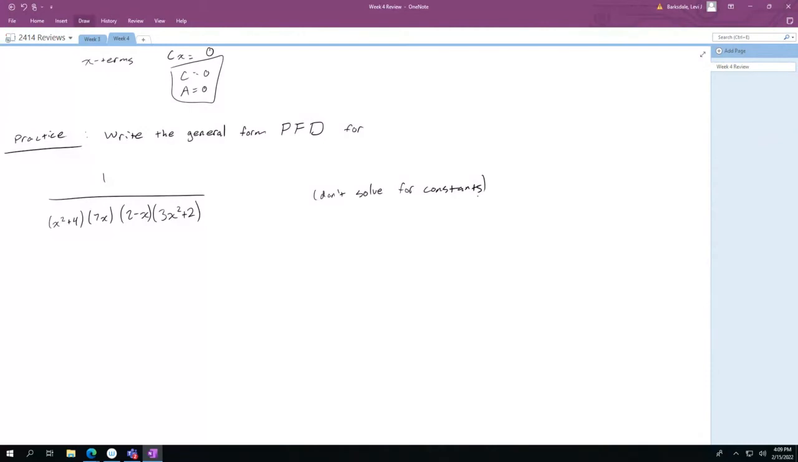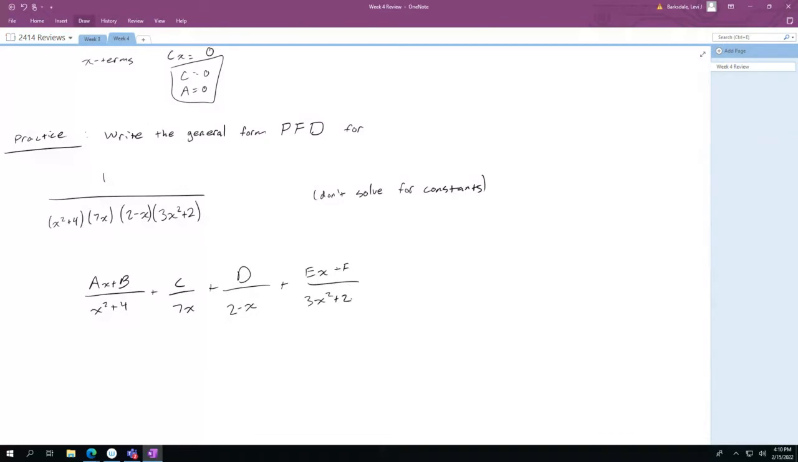Ax plus b over x squared plus 4 plus c over 7x plus b over 2 minus x plus dx plus f over 3x squared plus 2. All righty. Perfect. Exactly right.